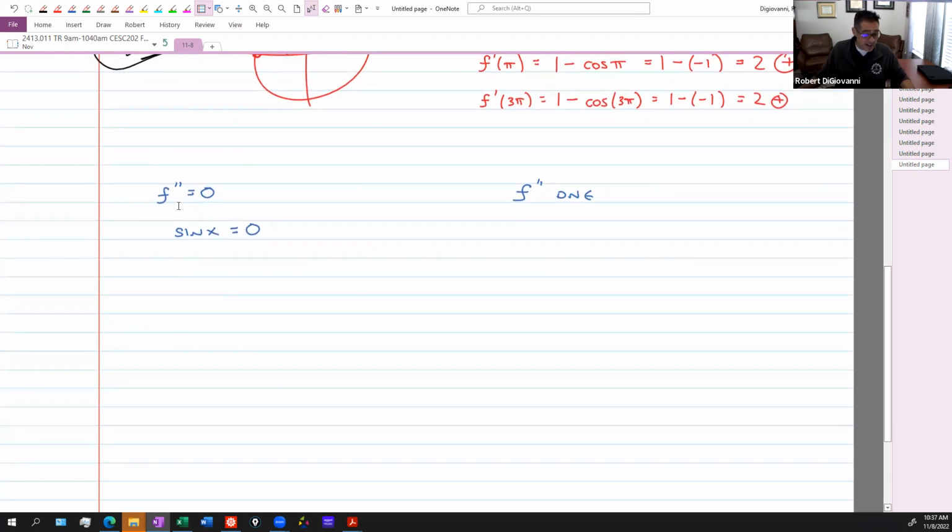I'm trying to figure out where the second derivative is 0, where it doesn't exist. I'll kill off the doesn't exist because it's the sine function. The sine function is defined everywhere. I don't have any issues with it. Where is it 0 though?